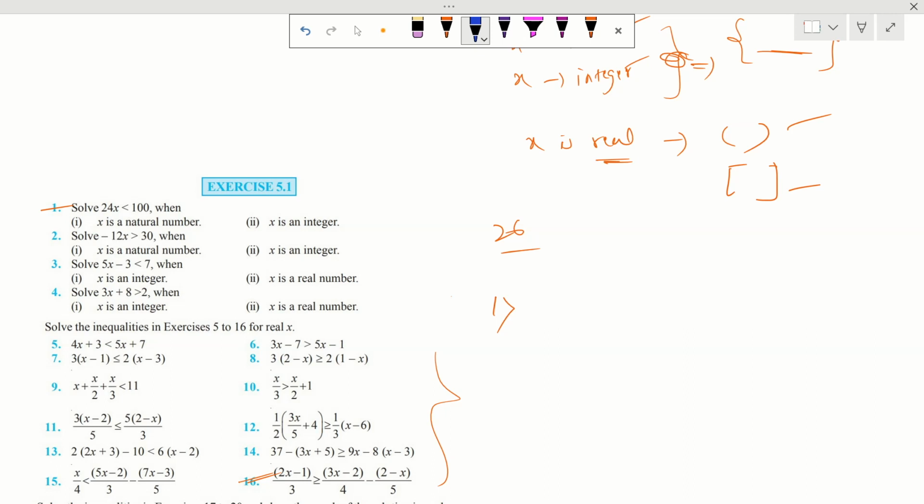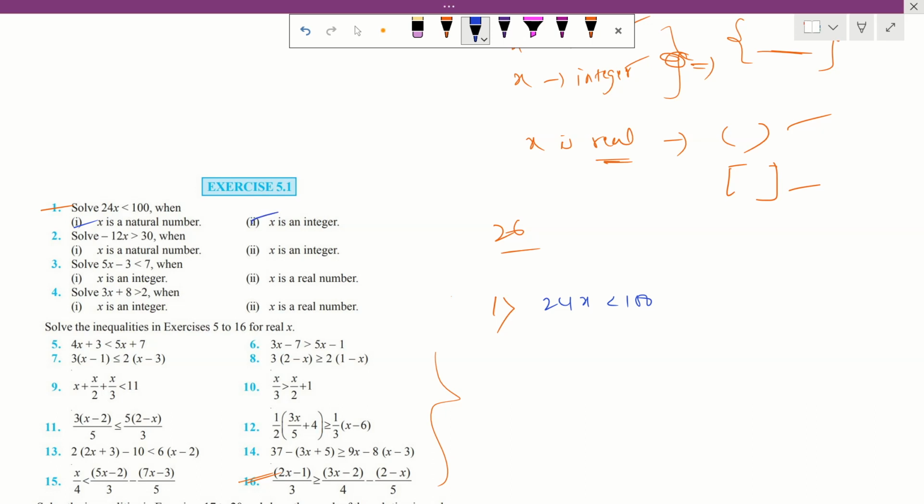We'll be solving the first exercise, that is 24x is less than 100. We need to solve for two cases: one is x is a natural number and the other is x is an integer.